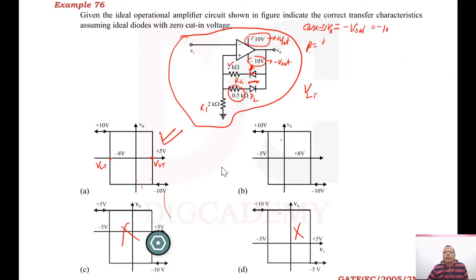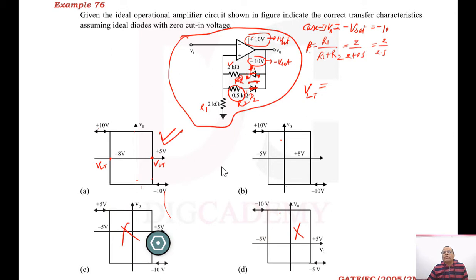When output voltage is negative, beta will be R1 by R1 plus R2. In this case, R2 will be this resistance, but not this, because this diode is open. When output voltage is negative, this diode will be on. So D1 will behave like open circuit, D2 will behave like short circuit. So its beta will be 2 by 2 plus 0.5, that makes 2 by 2.5, right?